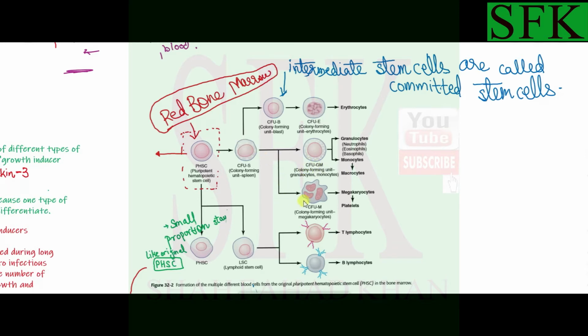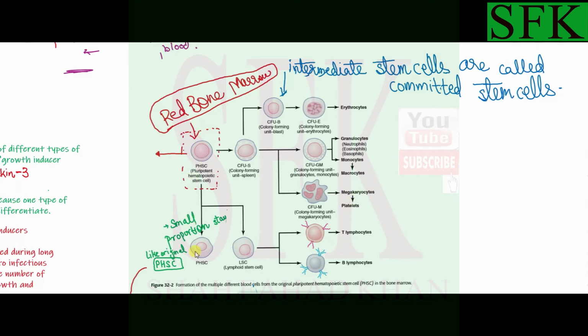And then the third one, which is formed from the colony forming unit spleen, is called the colony forming unit megakaryocyte. It gives rise to megakaryocytes, which are basically the cells that break down to form platelets. As I told you in the previous lectures, platelets are not true cells. They are actually pieces of larger cells. These larger cells that break down to form the platelets are the megakaryocytes.